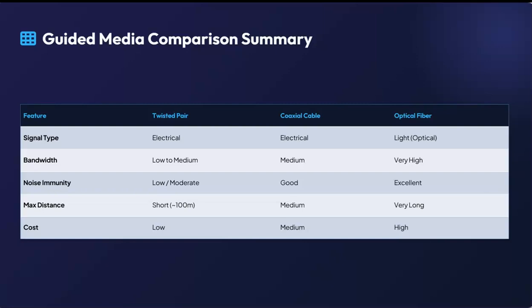So whenever you are asked to choose the transmission medium, remember this simple rule: twisted pair for low cost networking, coax for better protection and medium distances, and optical fiber for high speed long distance communication.